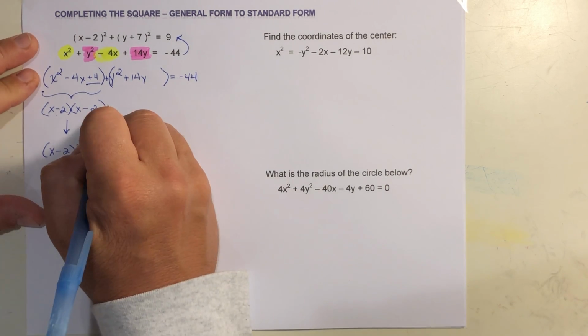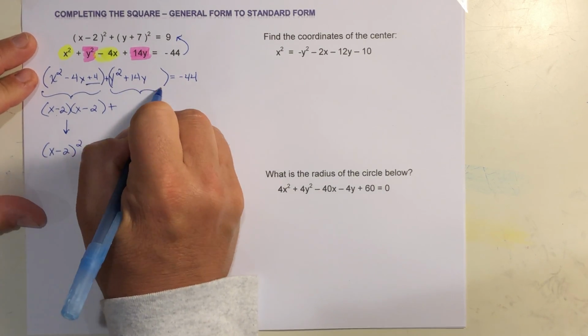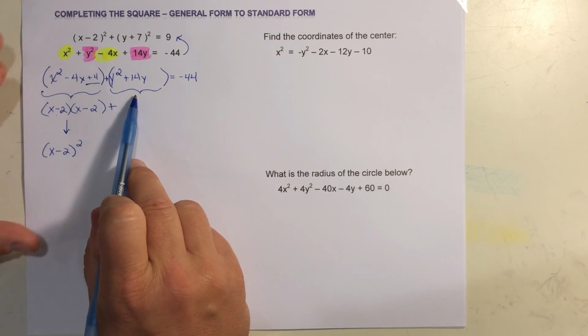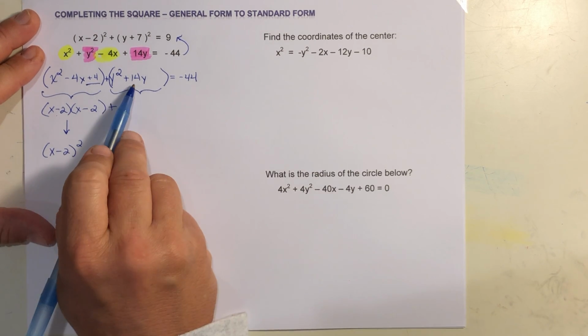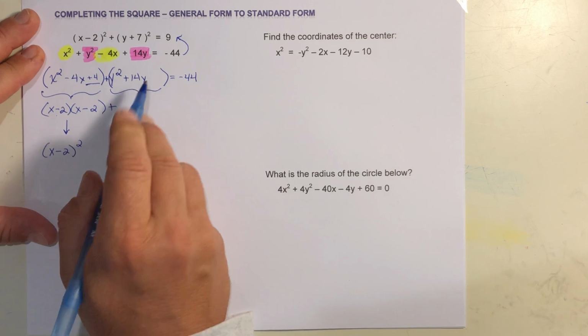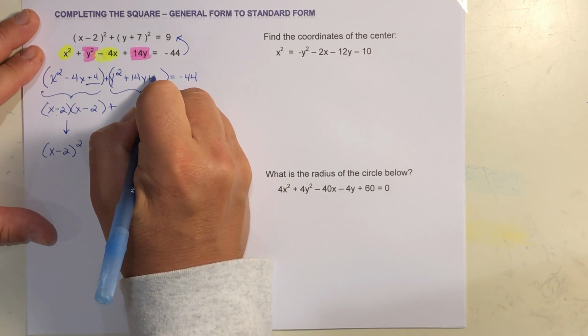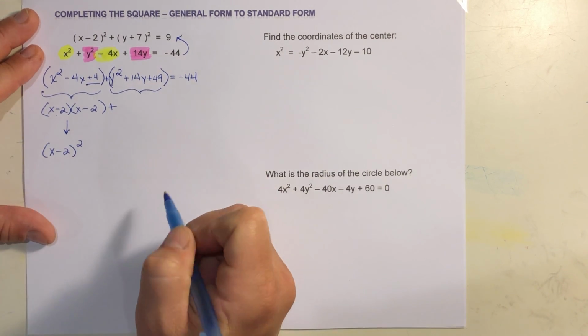All right, let me keep going here. Now I'm going to deal with my y terms. I want to once again create a perfect square trinomial here. I'm going to take half of the 14, which is 7, and square it. That's going to give me 49.